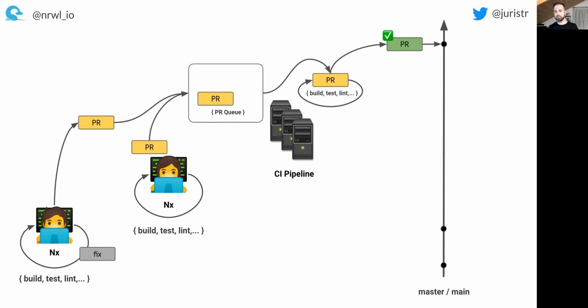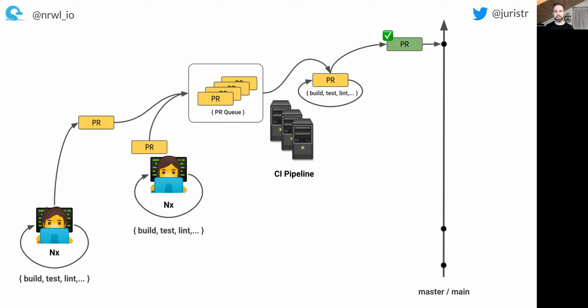And as things continue, the CI pipeline picks out those PRs. It runs the building, testing, linting, whatever you actually execute on your CI pipeline. And once that passes, it gets merged back into master. And so this basically guarantees the health of your development cycle and the quality of the code that ends up in master.